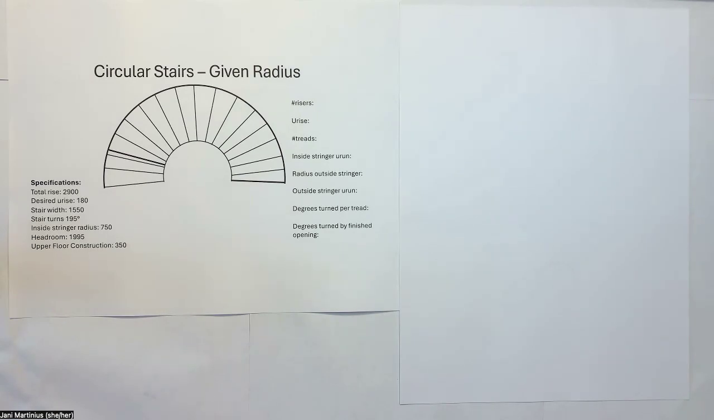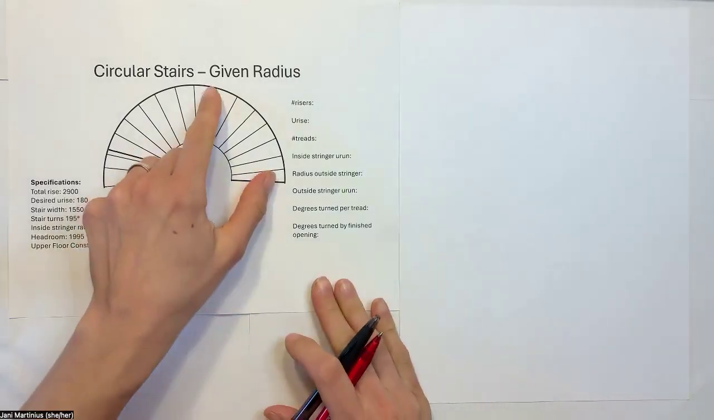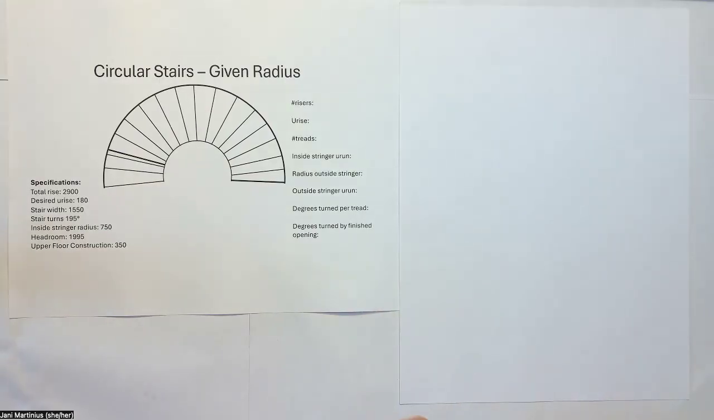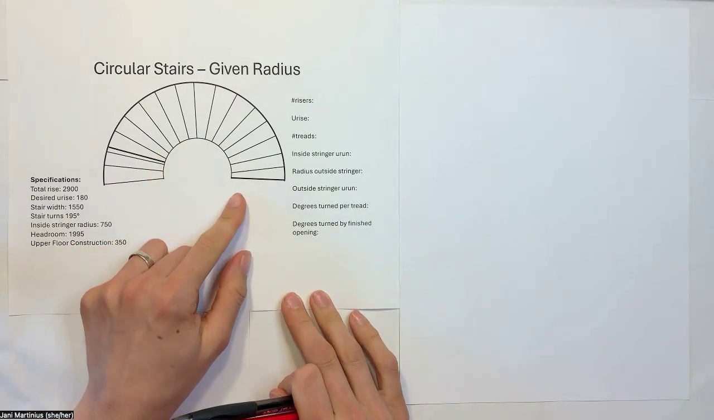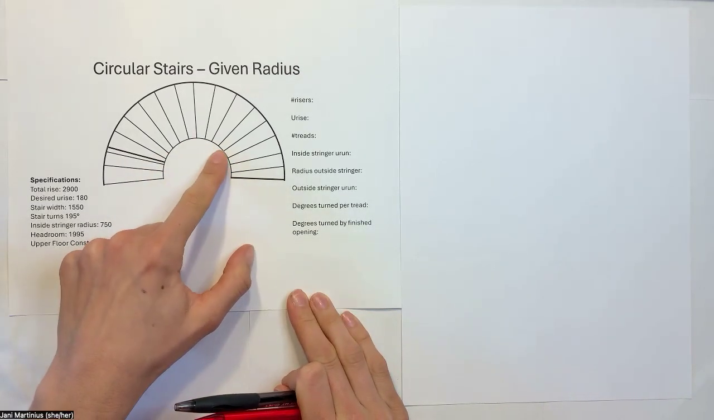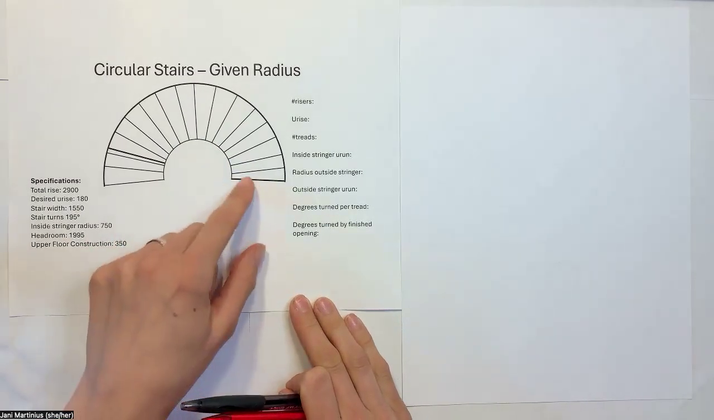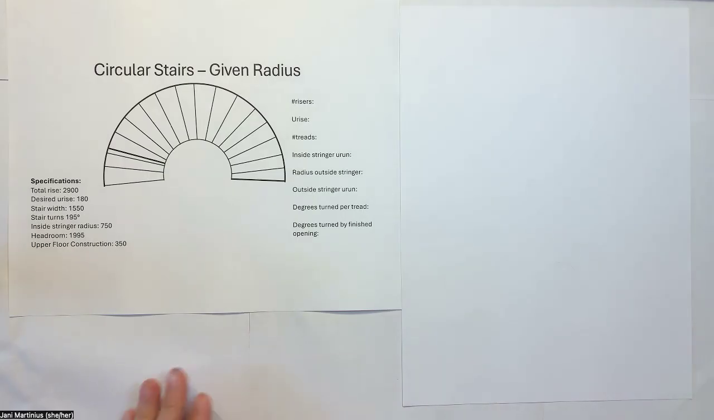Welcome to circular stairs. So this is the first intro where we have given a radius to a stair. So let's see what we have given to us here and the kinds of things that we need to find out. We can see there's a drawing of a stair. They are all supposed to be the same. So this is just my imperfection in drawing. Of course, the treads are supposed to be equal to one another.